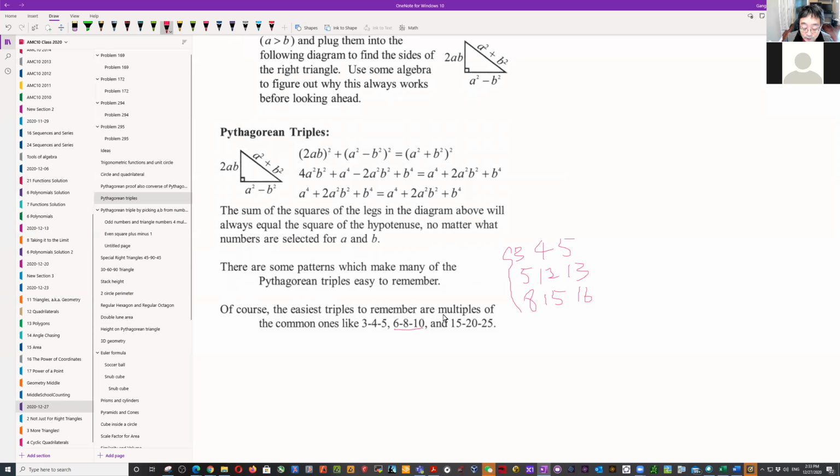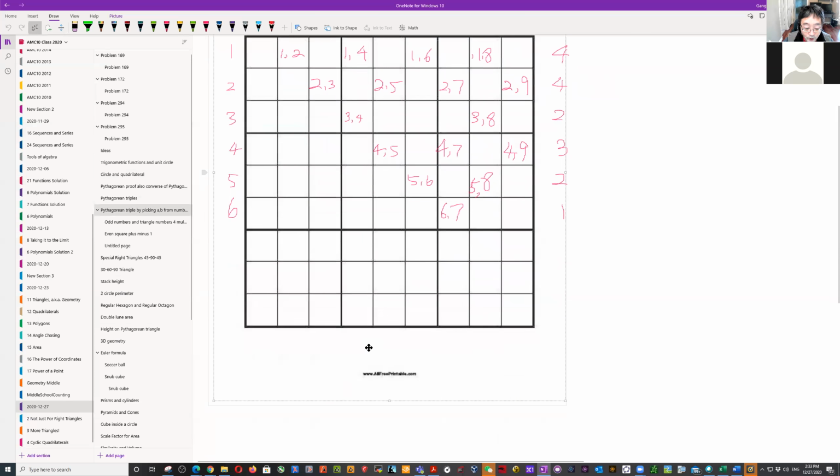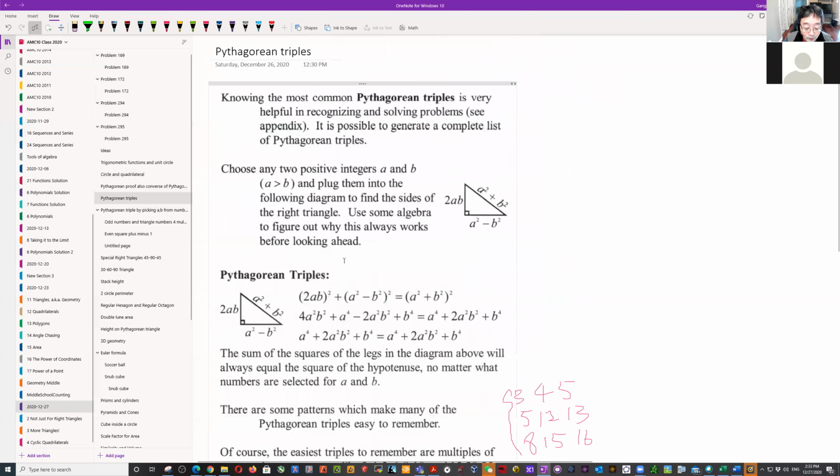So how did they find them? Today we're going to go through a very simple exercise to generate those. The Pythagorean triples can be generated by this triangle. This triangle is very simple.